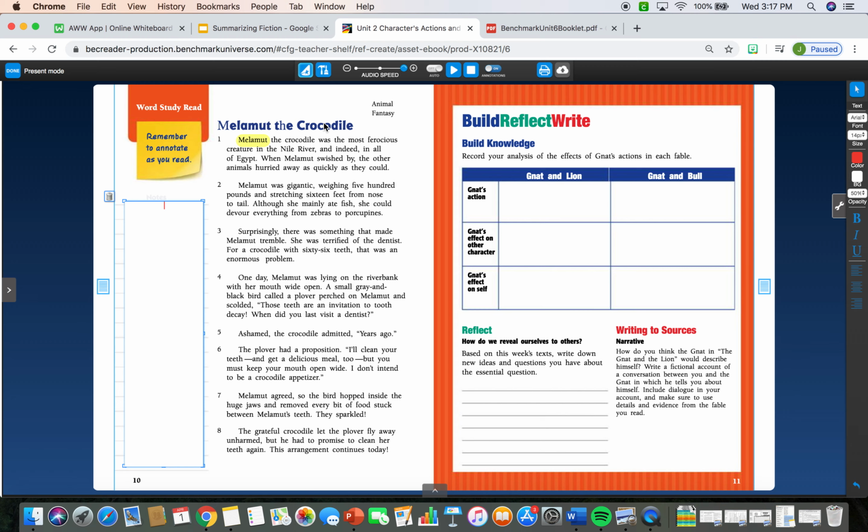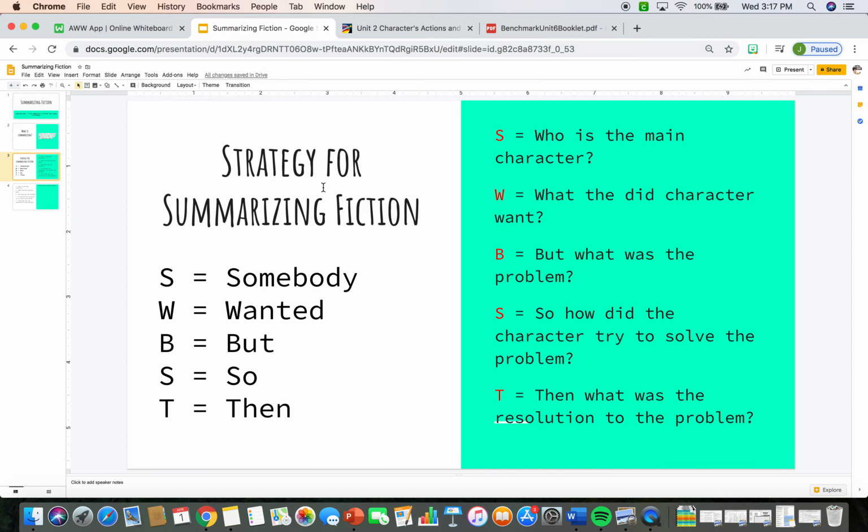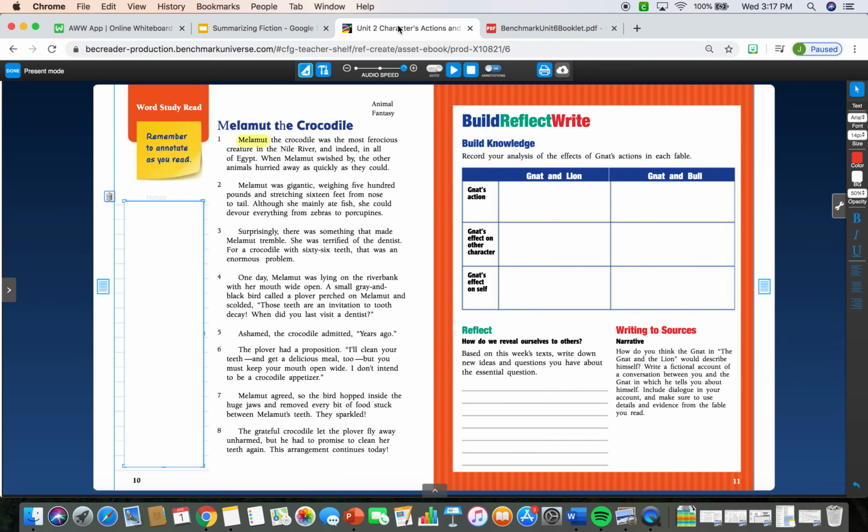So this is Malamut the crocodile. Okay, I'm going to read you this short passage, this short story, and then we're going to summarize it, and then you're going to try to do it yourself for homework tonight.